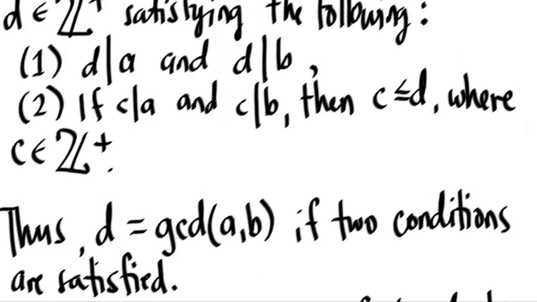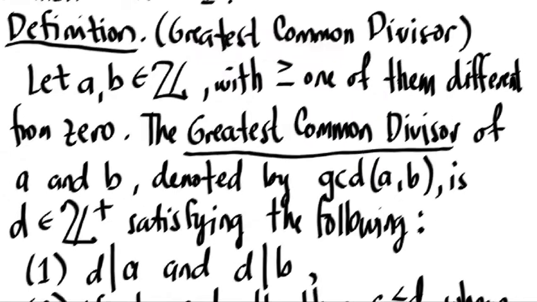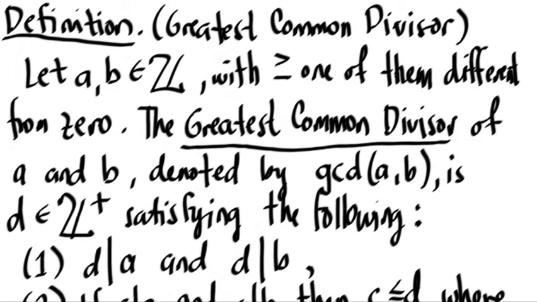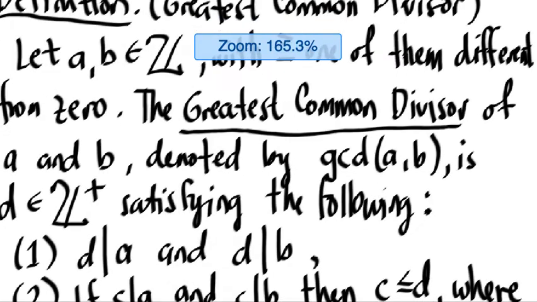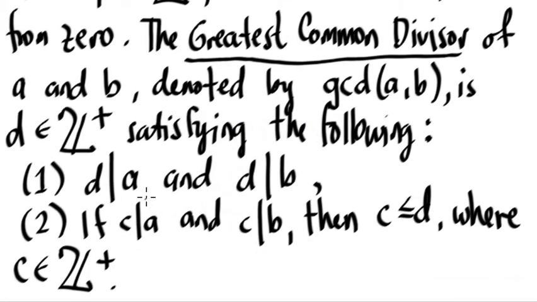Again, let us see the definition of a greatest common divisor. We first let a and b be integers with at least one of them different from 0. The greatest common divisor of a and b, denoted GCD of a and b, is equal to d. This d satisfies the following conditions. Number one, d must be a common factor or common divisor of both a and b, which means d divides a and d divides b.